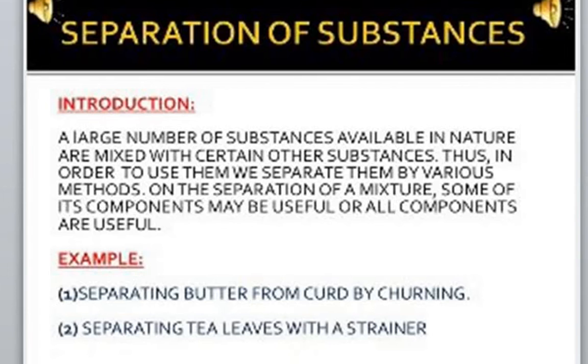On the separation of a mixture, some of its components may be useful, or all components are useful. For example, separating butter from curd by the churning process and separating tea leaves with a strainer. And there are many methods you can use to separate the various substances.